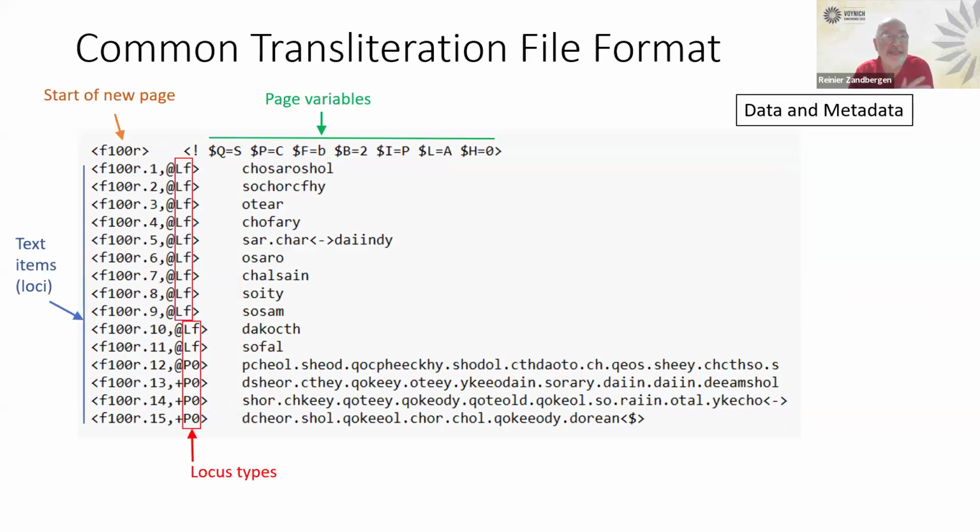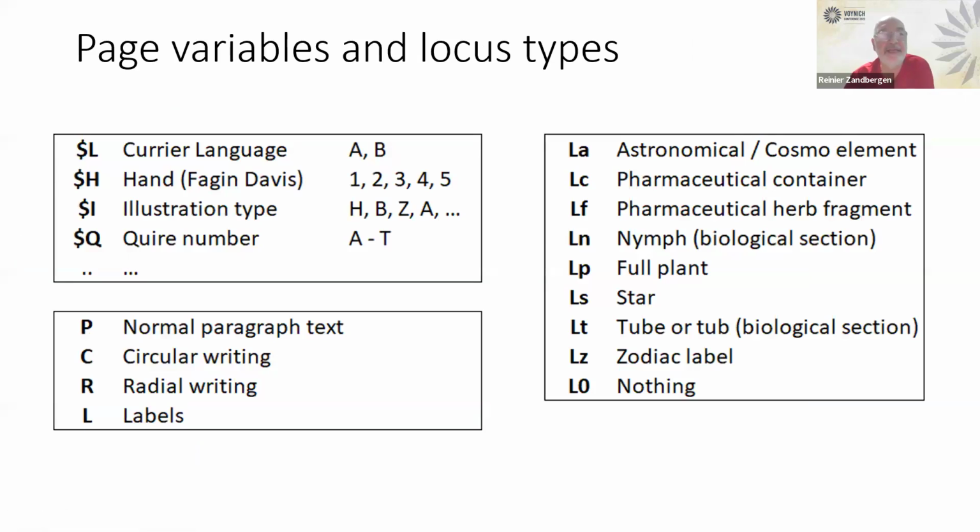And we see in the next slide here that this metadata, to begin with, we see between brackets F100R. So this marks the start of a new page. It's between brackets. And following that are some page variables, which means this is information about this one page. Then on each line, we get the transliteration of one text item or one locus. And in the red boxes is indicated what type of locus we are seeing here. And this is explained on this slide.